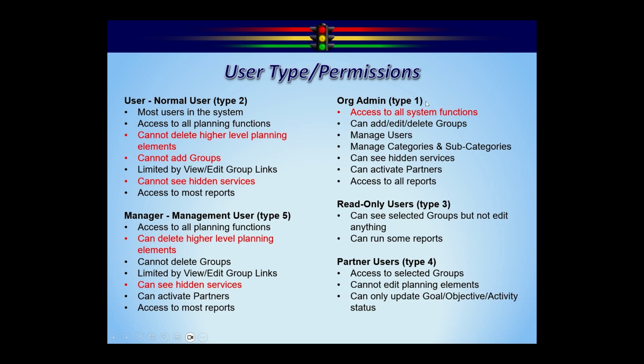The superpowers here is org admin, access to all system functions. You can do anything in the system. You can add, edit, and delete groups. Now, again, remember, if you delete a group, you could be deleting lots and lots of stuff. You're going to manage the users, just like I talked about. Manage categories and subcategories. We talked about that for the three-dimensional planning. So the org admin user can add and delete and move those categories around. They can see hidden services. They can activate partners and access to all reports. So org admin is, again, superpowers. You can do anything in the system.